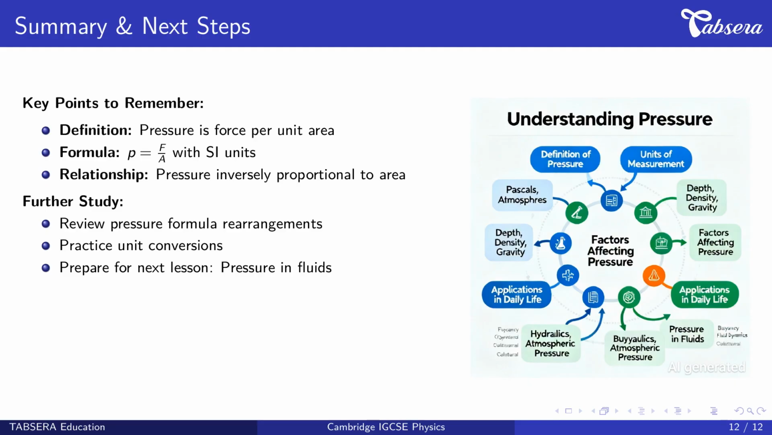Second, the formula P equals F over A, where P is pressure in pascals, F is force in newtons, and A is area in square meters. Always use SI units for consistency and accuracy. Third, the relationship. Pressure is inversely proportional to area, meaning smaller areas create higher pressures for the same force.